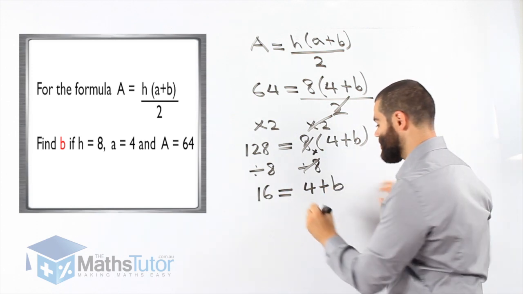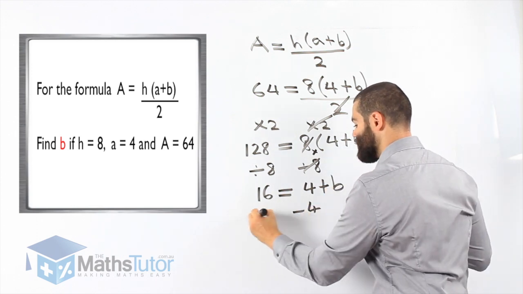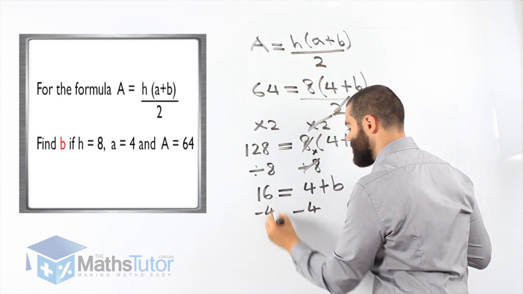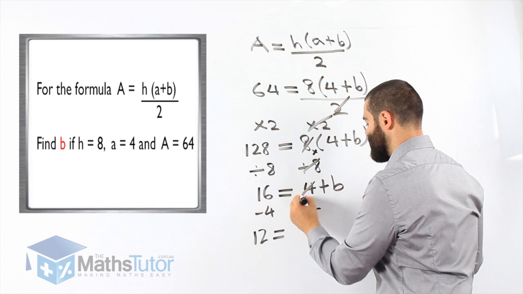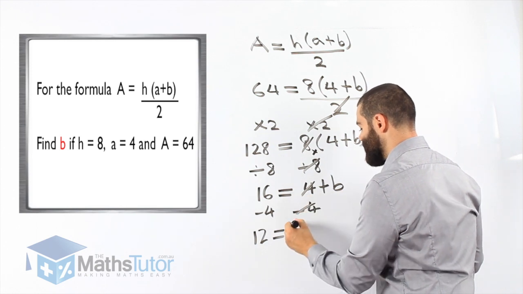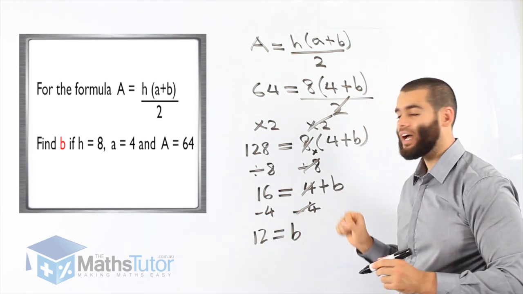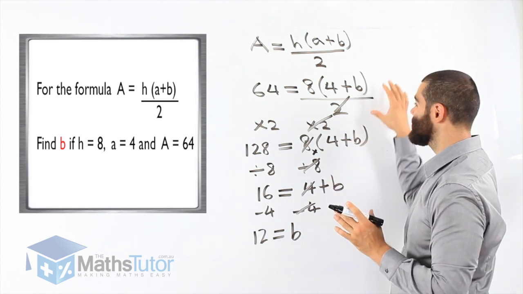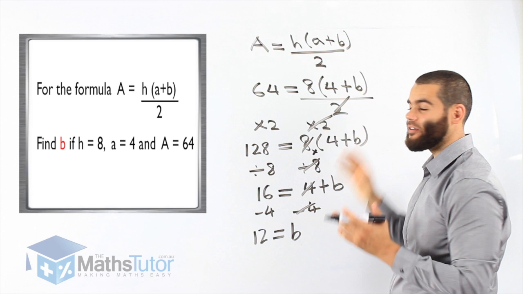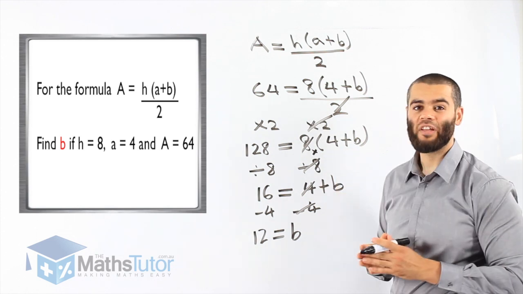Now simply minus 4 and minus 4. 16 take away 4 is 12. And 4 take away 4, gone. We're left with b. So our answer, we're asked to find b. b is 12. Very important to learn how to substitute correctly and of course to know how to solve equations.